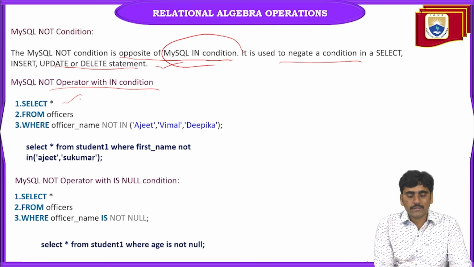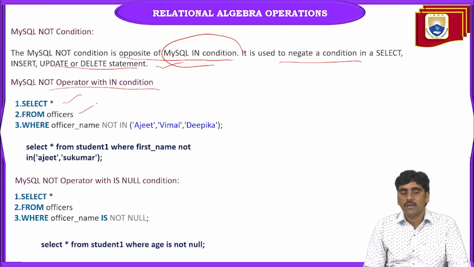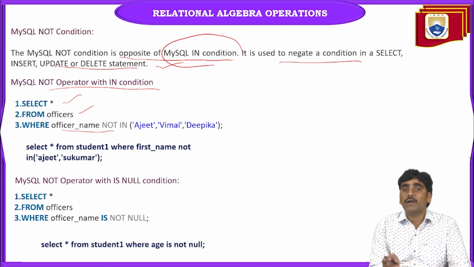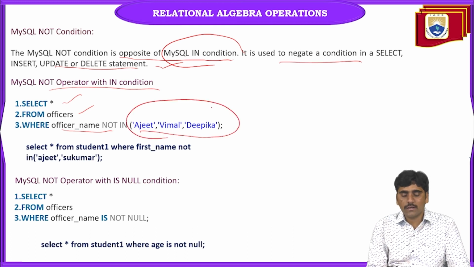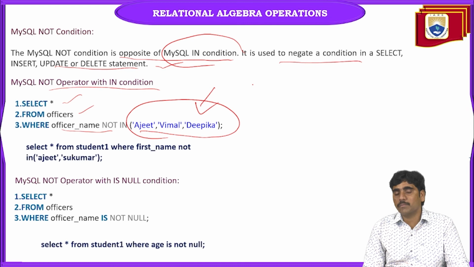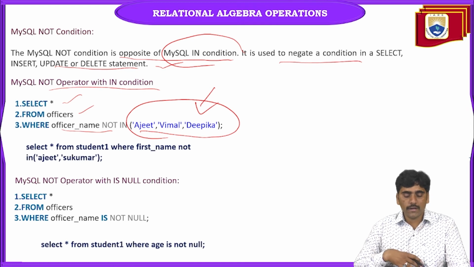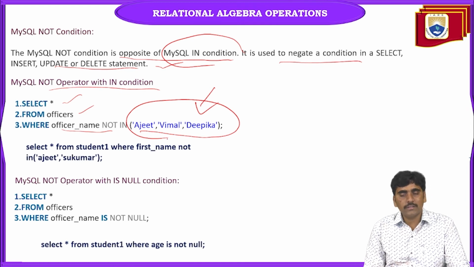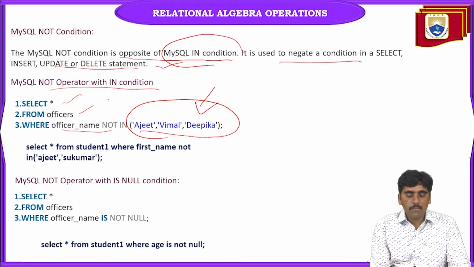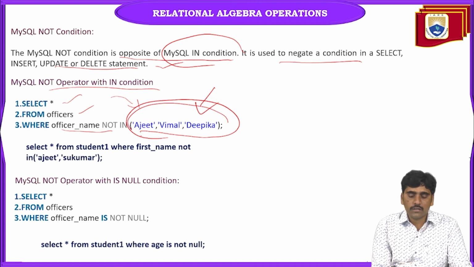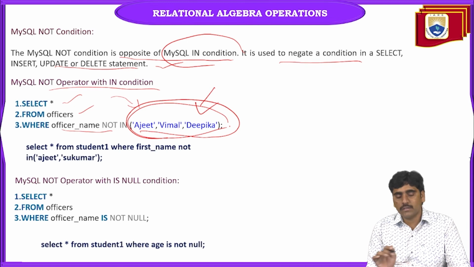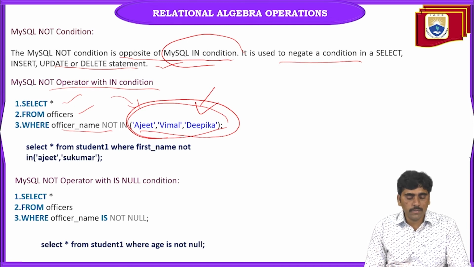So select star from officers where officer name not in Ajit, Vimal, Deepika. Here we are using multiple OR operators, with NOT IN of Ajit or Vimal or Deepika. That means I am going to display all the values of officers whose name is not this. So the remaining values will all be displayed.